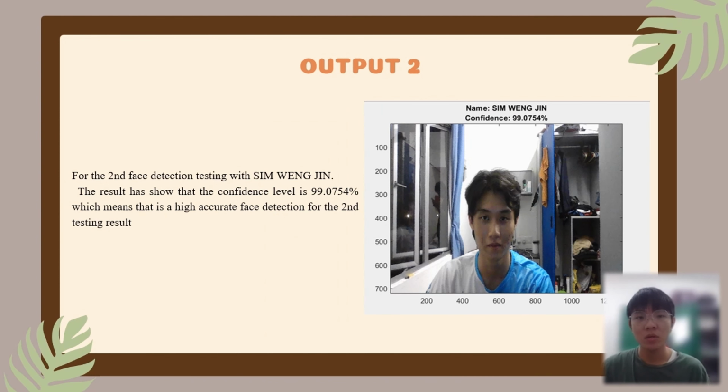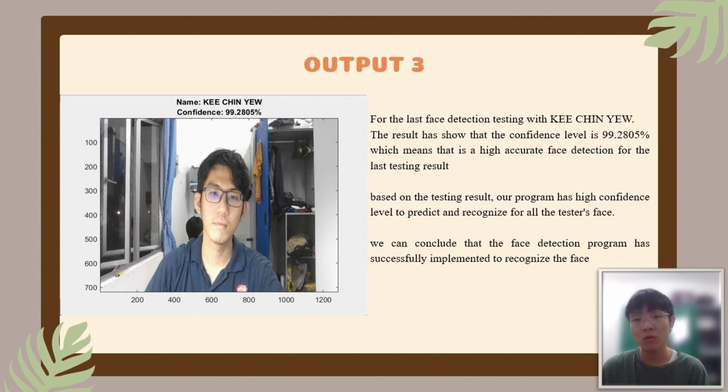For output two, the second phase detection testing with Sim Jing, the result has shown the confidence level is 99.0754%, which means that it also has a highly accurate face detection for the second testing result. The last output is for the last phase detection testing with Teaching Yau. This result has shown the confidence level is 99.2805%, which means that it also has a highly accurate face detection for the last testing result. Based on the testing results, our program has a high confidence level to predict and recognize all the tested faces. We can conclude that the face detection program has been successfully implemented to recognize faces.